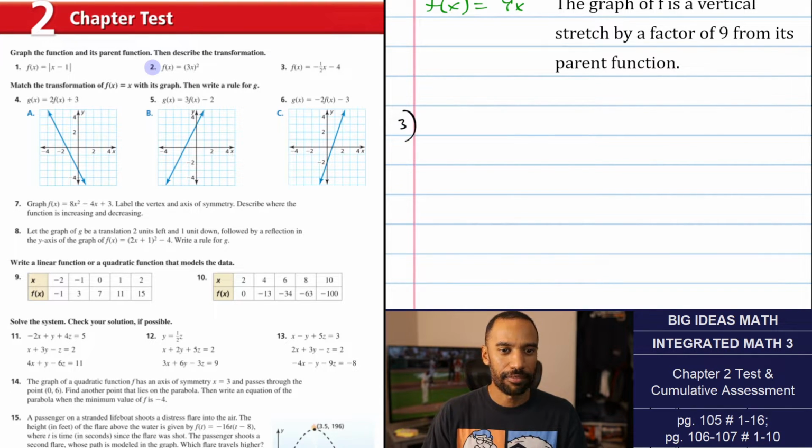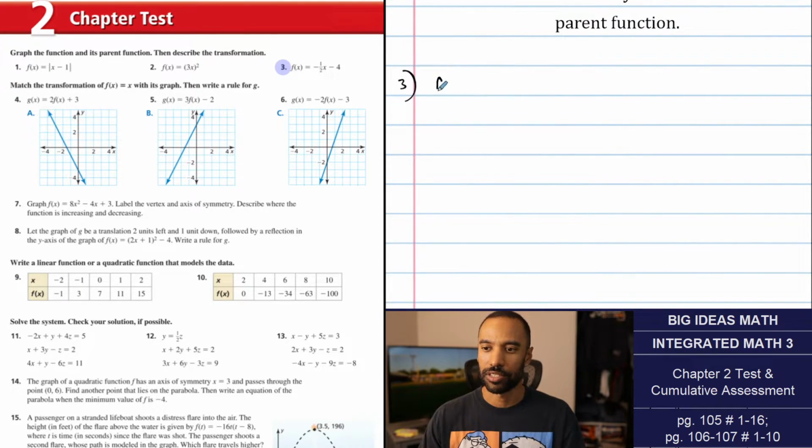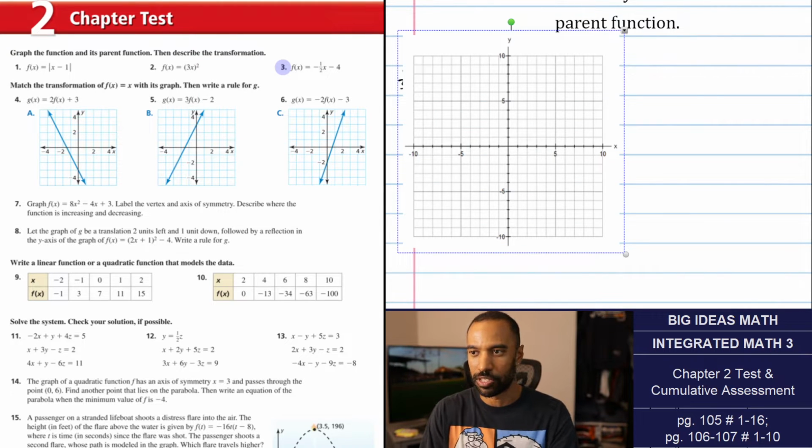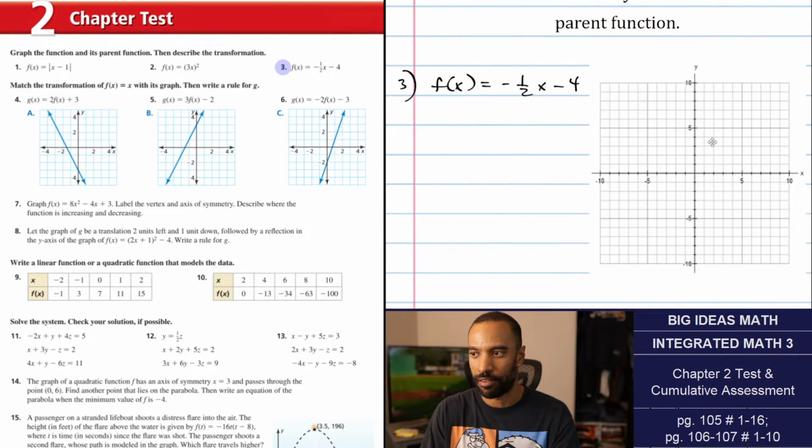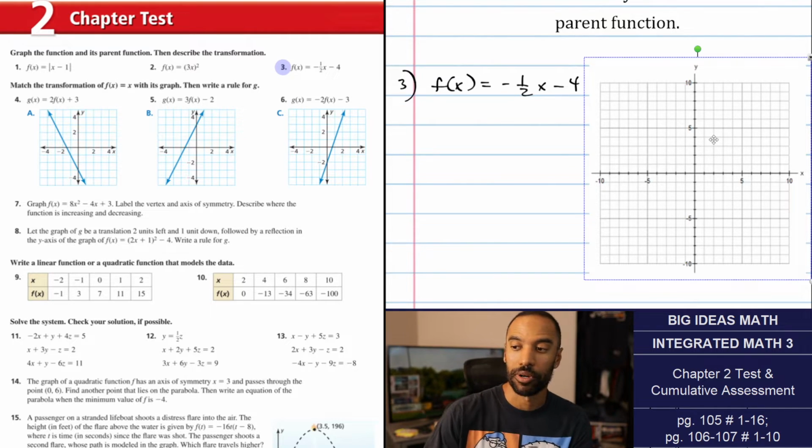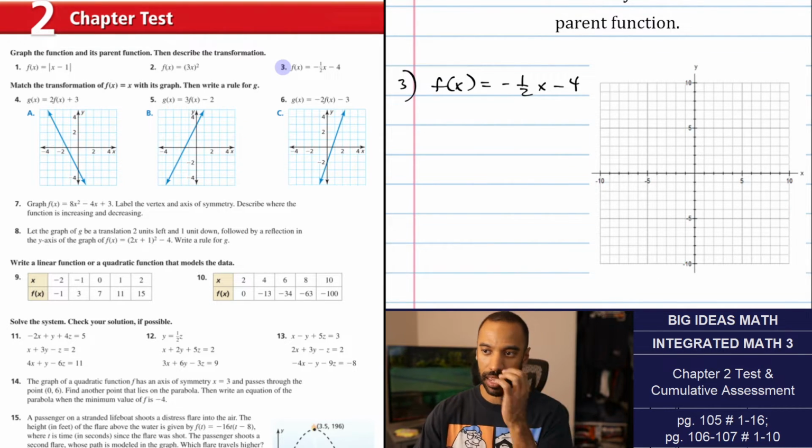Number 3 we have, and listen, I don't think we had a question like that on the review, so that is a different kind of question to me. So f of x equals negative 1/2 x minus 4. I don't have much to say on the graphing front of this. It's not significantly unique from anything you haven't done since IM1. This is slope-intercept form, where you have a y-intercept of negative 4 and a slope.